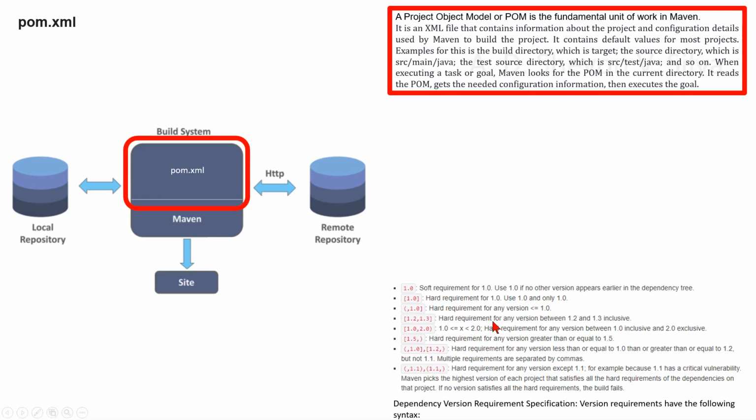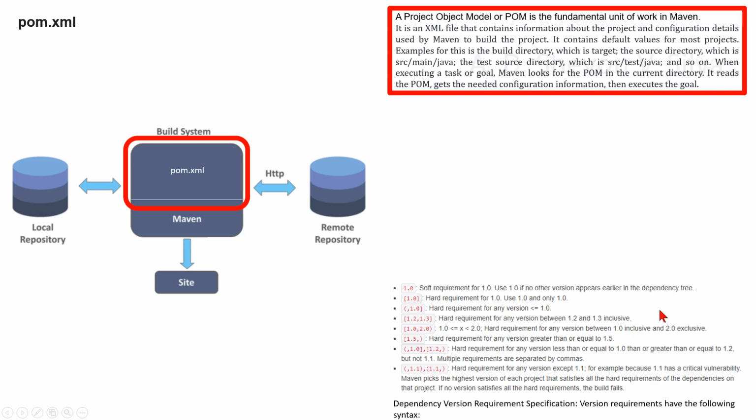Here you can see the version requirements, which have the following syntax in the dependency version requirement specification. The dependency's version element defines version requirements, which are used to compute dependency versions. Soft requirements can be replaced by different versions of the same artifact found elsewhere in the dependency graph. Hard requirements mandate the particular version or versions and override soft requirements. If there are no versions of the dependency that satisfy all hard requirements for that artifact, the build fails.